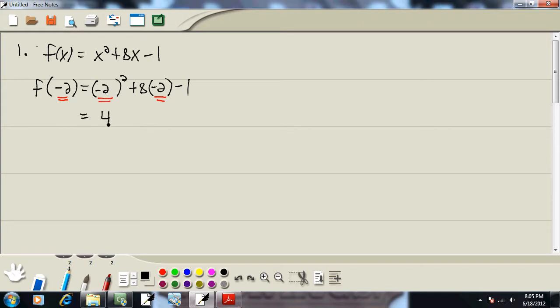Well, negative 2 squared is 4. 8 times negative 2 is negative 16, minus 1. And that gives us negative 12 minus 1, which gives us negative 13.